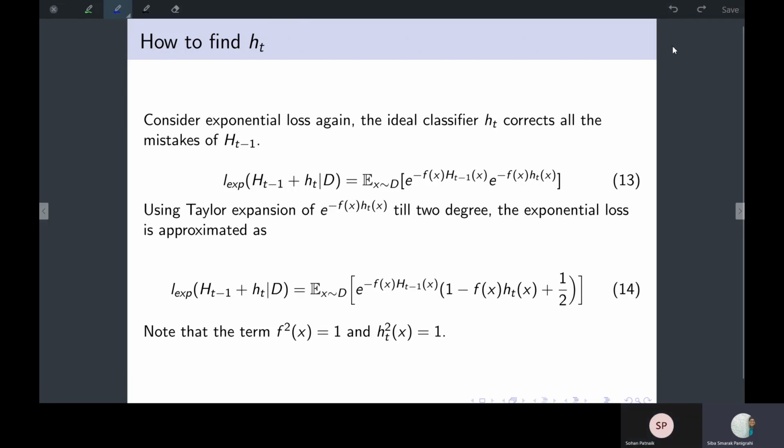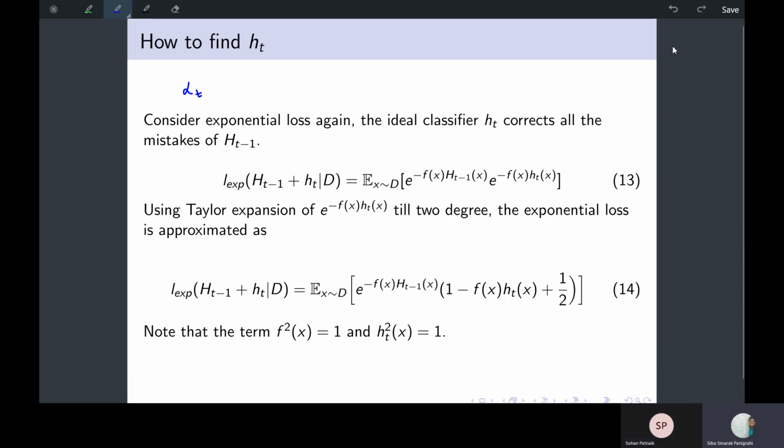So here we will see how to find HT and then we will see how to find the distribution DT. Till now we have seen how to use the exponential loss, and why it can be used. We have also seen how to find the weights corresponding to each of the HT, which is basically the alpha T. And now we will see how to find HT and DT. Okay, so how to find HT?